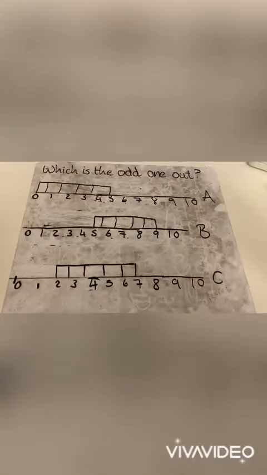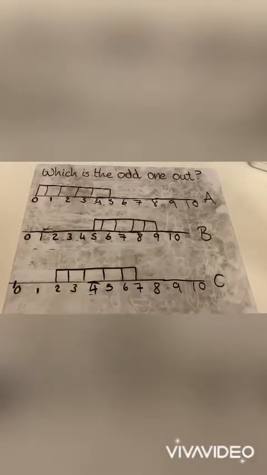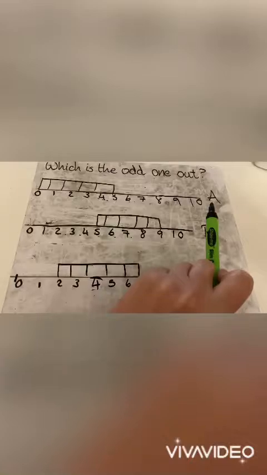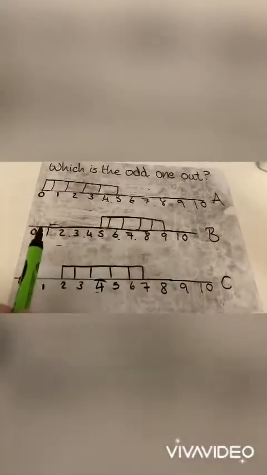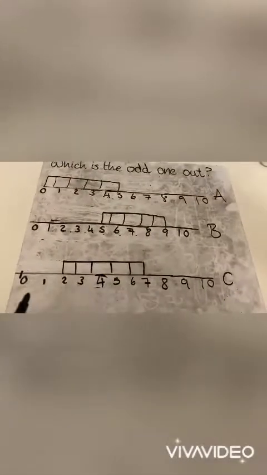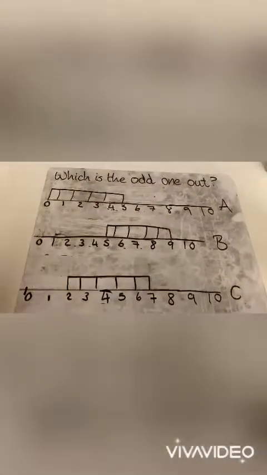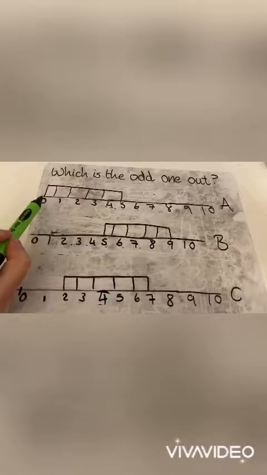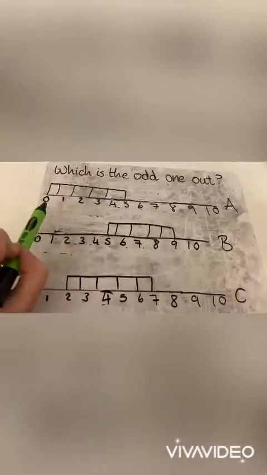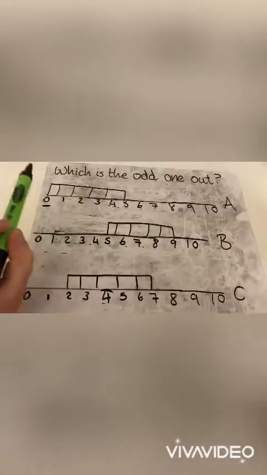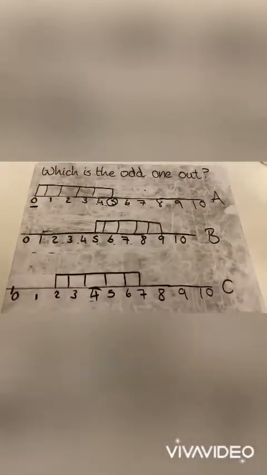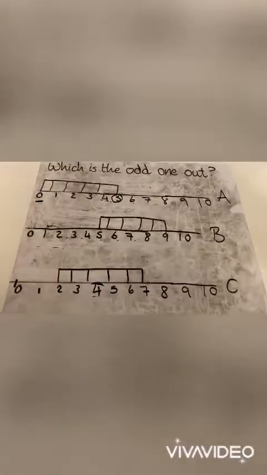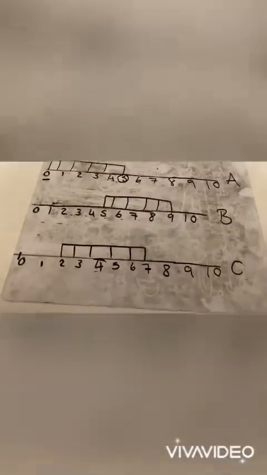Which is the odd one out? Let's find out. Is it my A line here? Is it my B line here? Or is it my C line here? Let's check. So, the first blocks are sitting on the 0, which is always good because that means that we just need to look at the number that it is sitting on. So here, A is 5 centimetres long. I'll write that here.